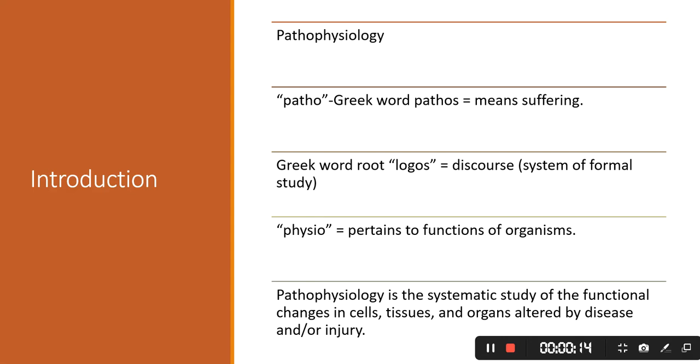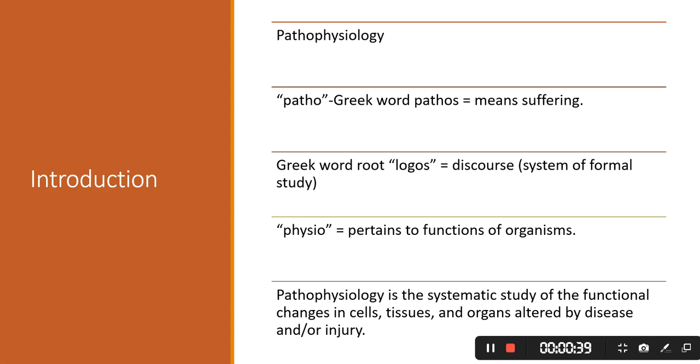Patho is derived from a Greek word which means suffering, and logos means a discourse, a system of formal study. There are many different types of logos which all involve lines of study. If you're studying the ecosystem, then ecology. If you're studying the biological system, then biology. There are all different types of logos.